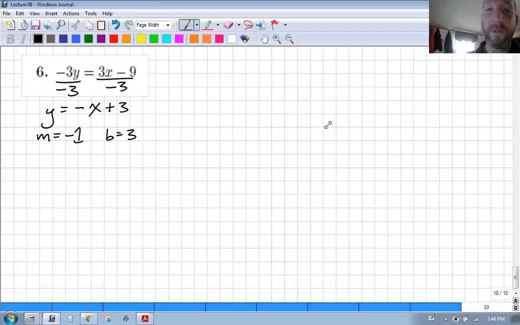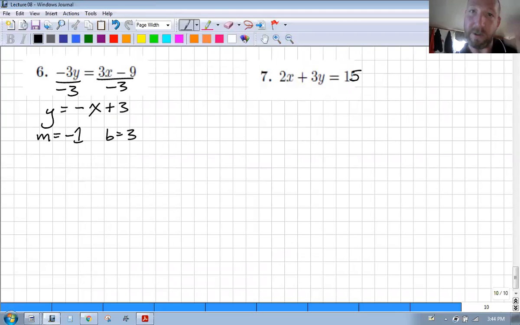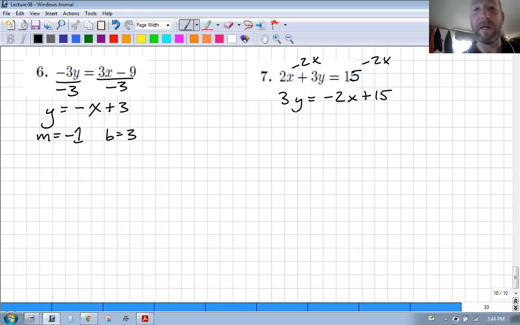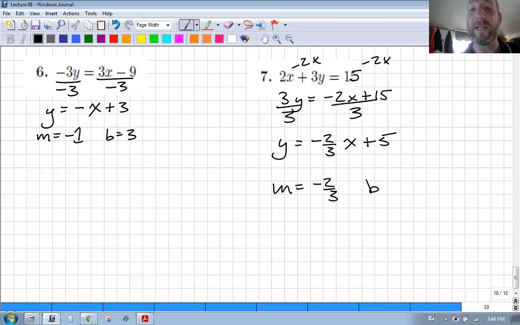Let's look at number 7 here. Let's subtract 2x from both sides. That gives us 3y equals -2x plus 15. Now we can divide both sides by 3. We have y equals -2/3 x plus 5. So our m here is -2/3 and our b here is 5.